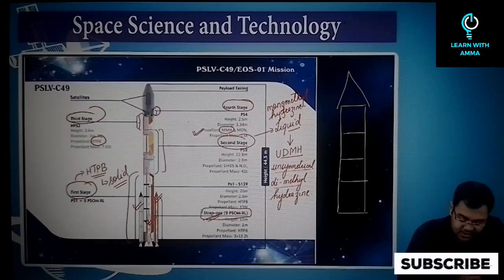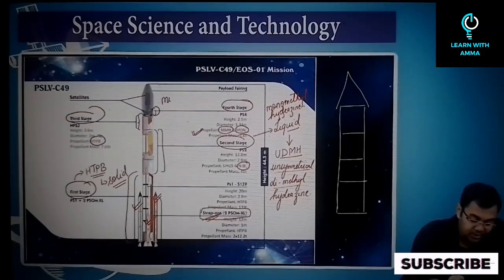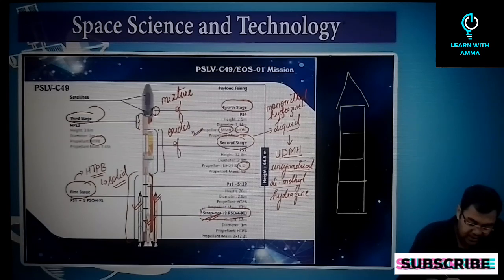So these oxidizers, as you can see here, you have N2O4 here and you have MON here. MON3 or N2O4: N2O4 is dinitrogen tetroxide and MON is a mixture of oxides of nitrogen.